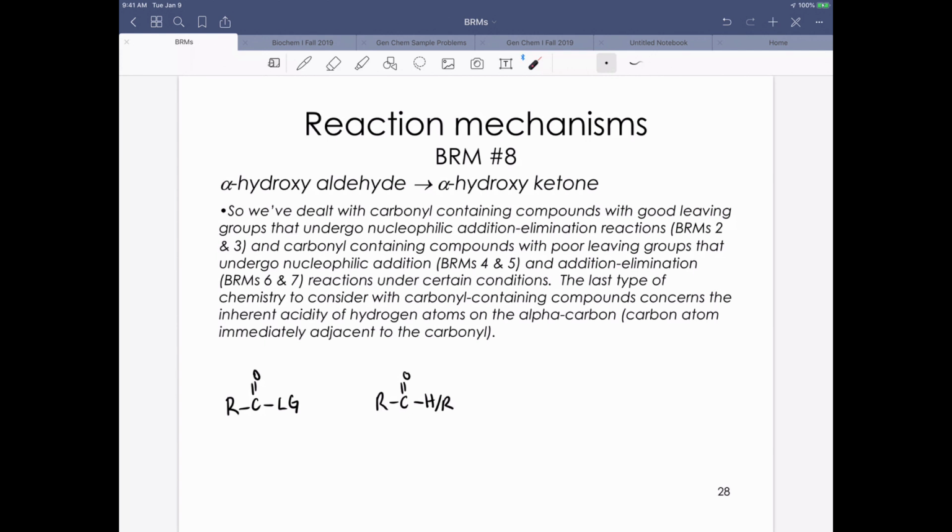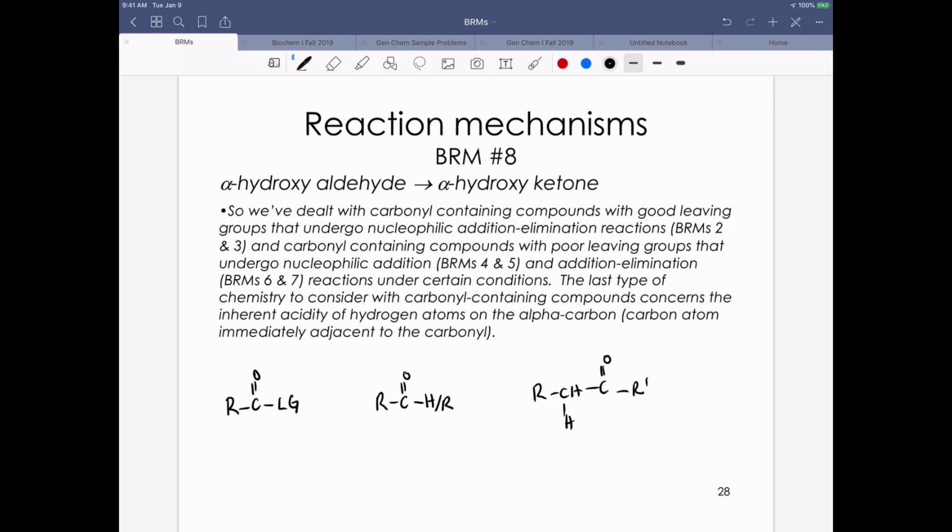So that's the nucleophilic addition chemistry that we saw in reaction mechanisms 4 and 5 to give us our hemiacetals and our hemiketals. And then because we had nucleophiles that contained lone pairs, we had the subsequent elimination chemistry that allowed us to generate our acetals and our ketals. So the chemistry that we're moving on to now is to consider when we have a carbonyl containing compound, where we're going to consider the acidity of the alpha carbon.